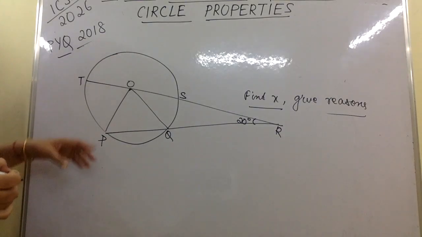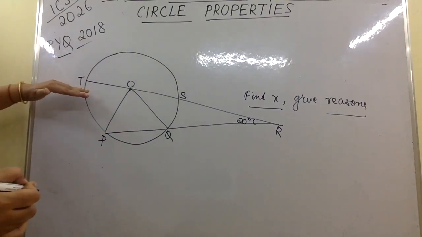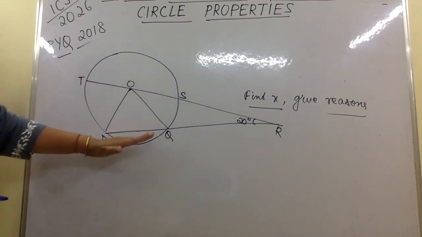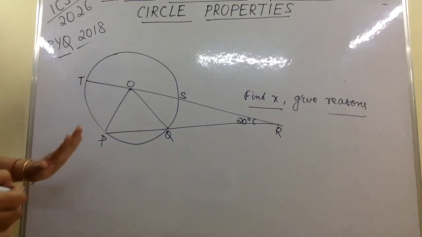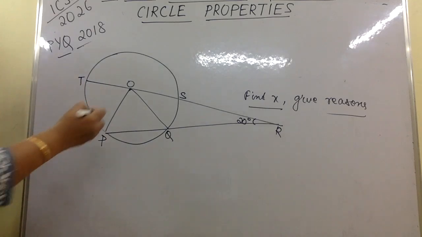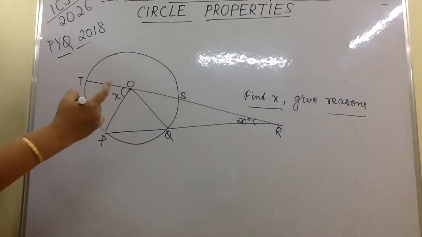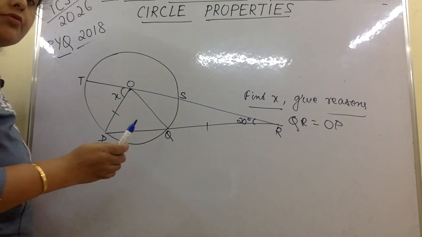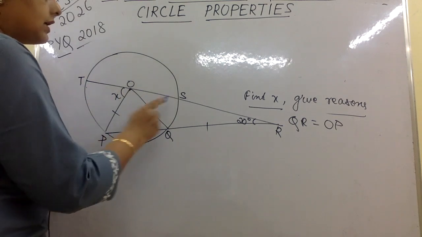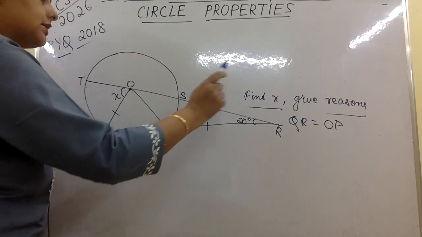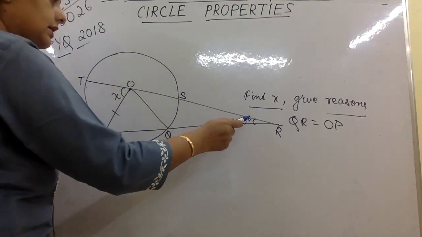Now here is a circle, center is O, and we have one line passing through the center as the diameter. PQ is a chord which is extended and it meets at R. Now the question is to find X. X is an angle here. How do we find this angle? We have TS as the diameter which is extended till R, and PQ is a chord which is extended and meets at R. This angle is 20 degrees.